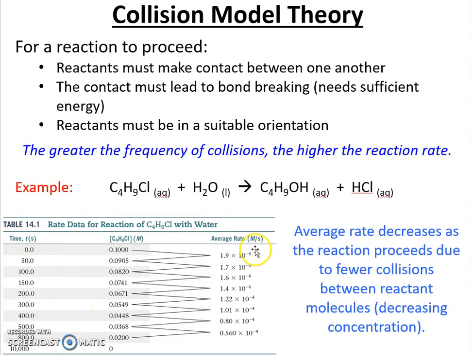And so what we see is that the average rate as the reaction proceeds actually decreases. It gets slower and slower. That's because more and more of the reactant molecules are being used up and being converted to product. So as product is produced, we get less and less of the reactant available, which means fewer collisions between those reactant molecules. Thus, we get a lower average rate for that reaction to proceed.